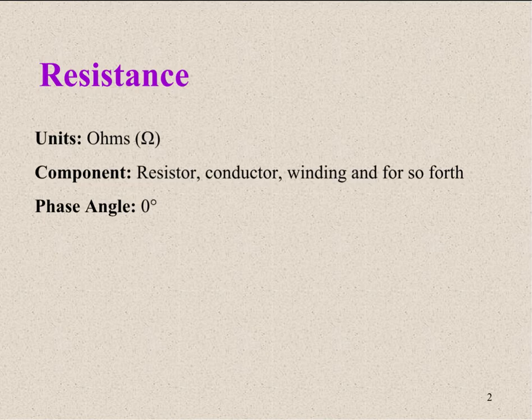Okay, a little bit of a review. Resistance. The unit of resistance is the ohm. It applies to anything resistive, so literally a resistor, conductor, transformer winding, it's all resistive. The phase or phase displacement angle is 0. When we're dealing with AC circuits, knowing the properties of the component is absolutely essential.